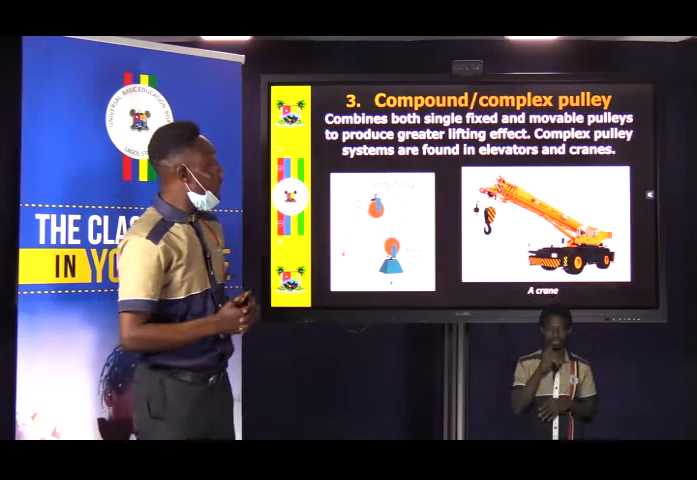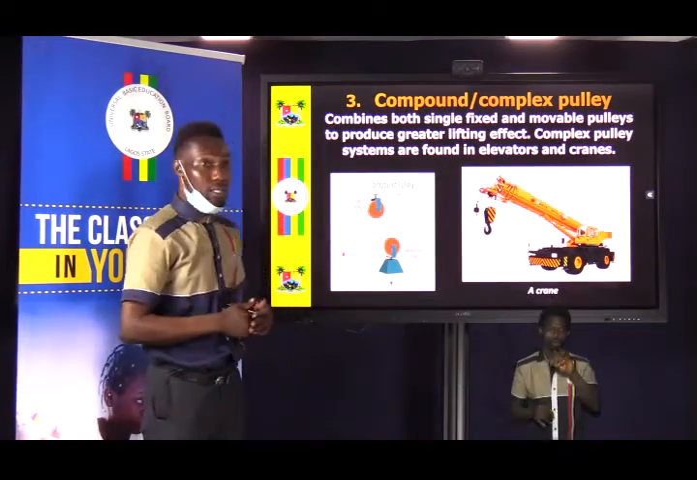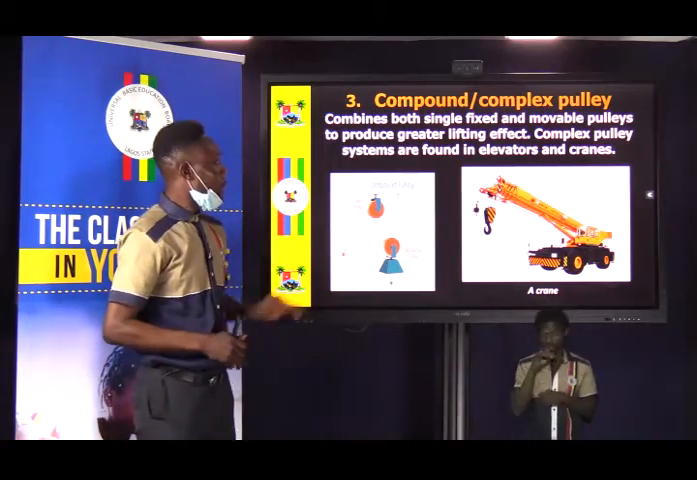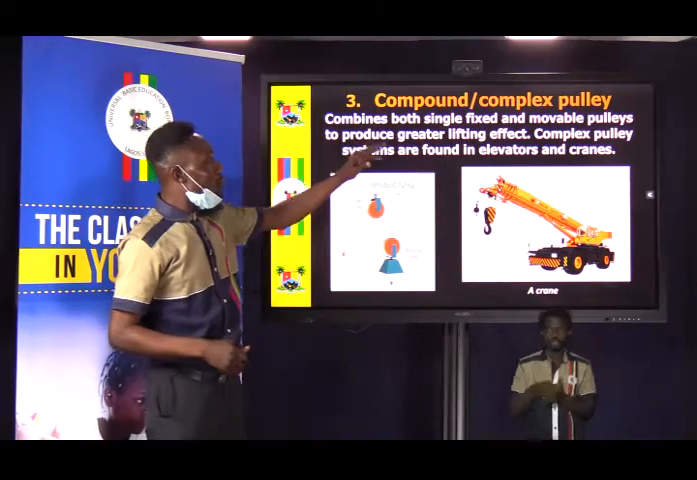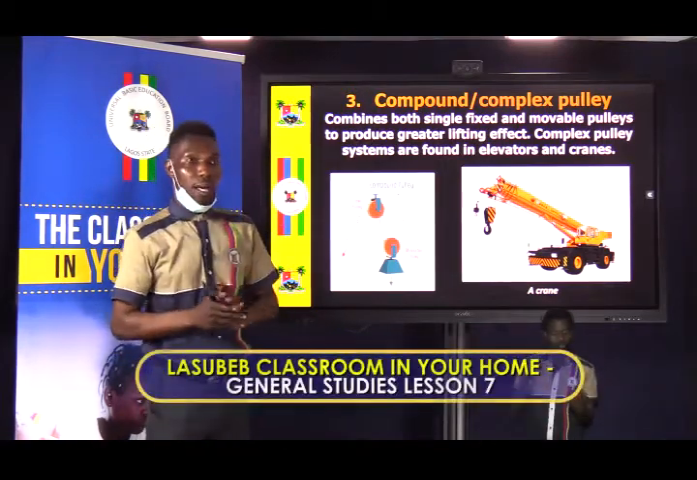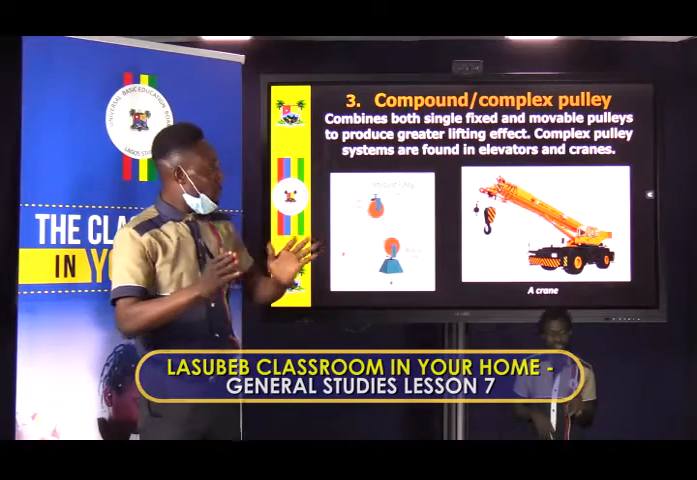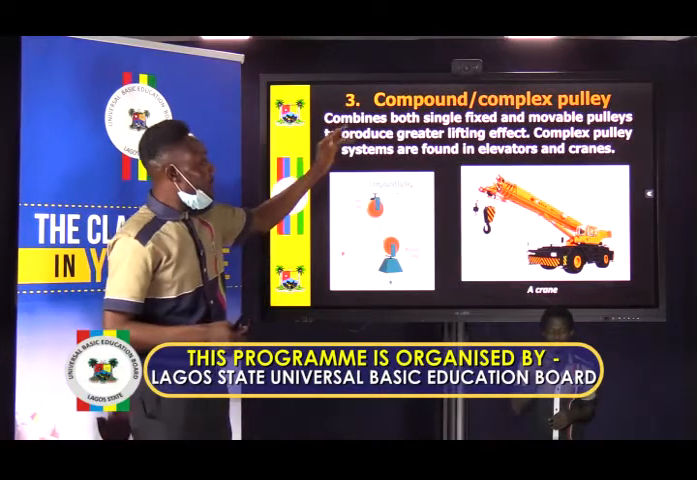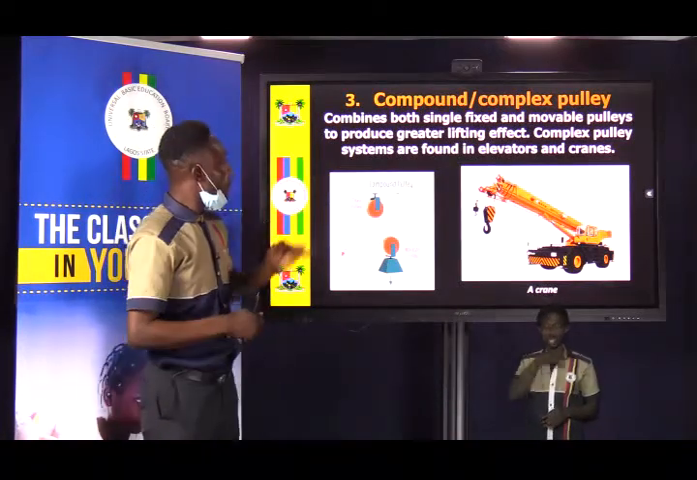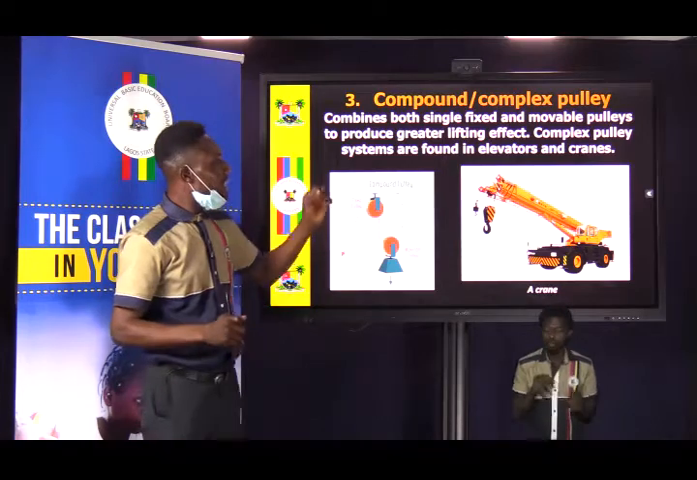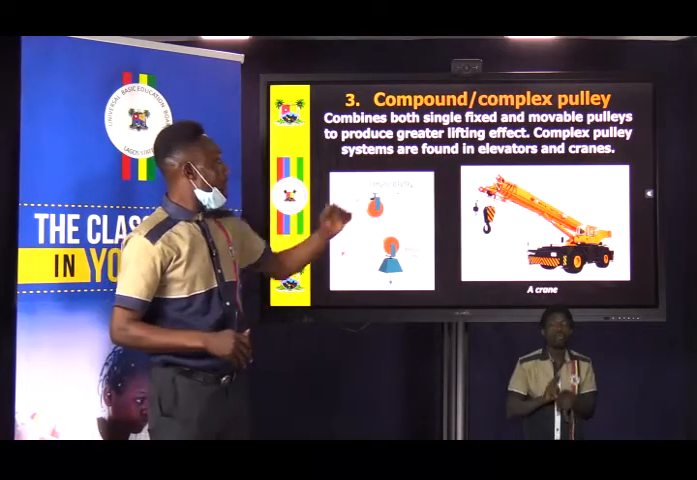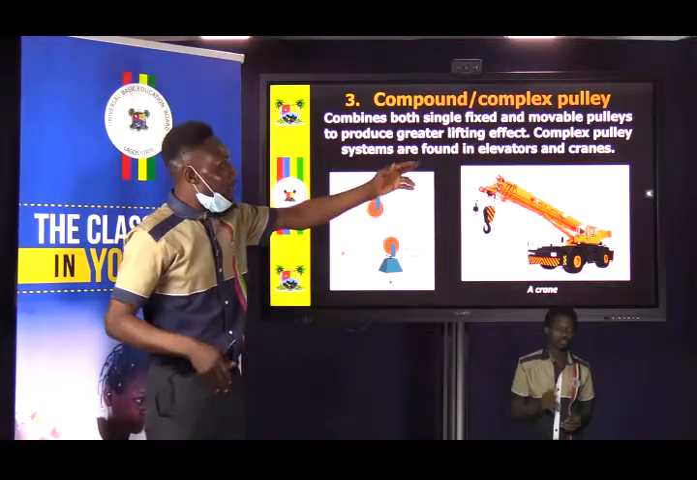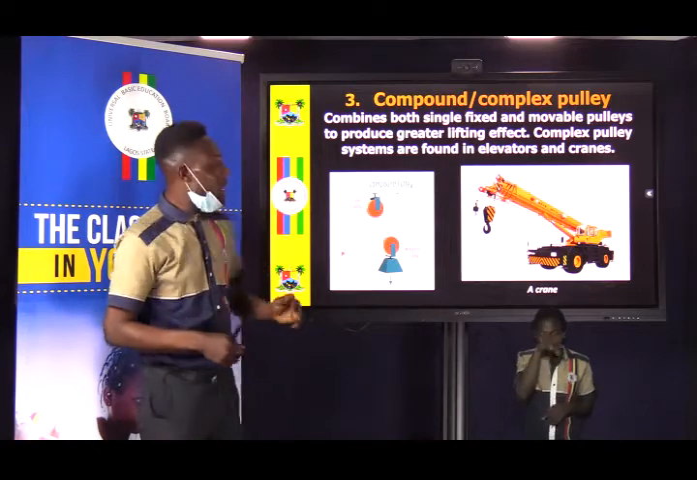Next one, the third one, is the compound or complex pulley. Say that. You can say a compound pulley or a complex pulley. This one combines both the single fixed and the movable pulley. The single fixed pulley and the movable pulley, the two combined together, make a complex pulley. This combines both to produce a greater lifting effect. Let's look at where we can find it. It can be found in elevators and in cranes.